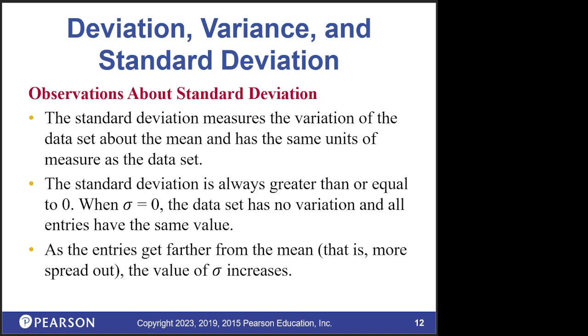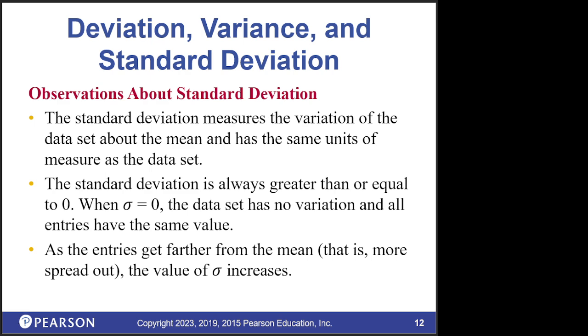It's always a positive number, and if the standard deviation is 0, there's no variation at all, which means if nothing varies, every piece of data has the same value. If the data is spread further and further from the mean, or if it's more spread out, the standard deviation is large. So if the standard deviation is 0, there's no spread, the values are the same. The larger the standard deviation gets, the greater it gets spread out.